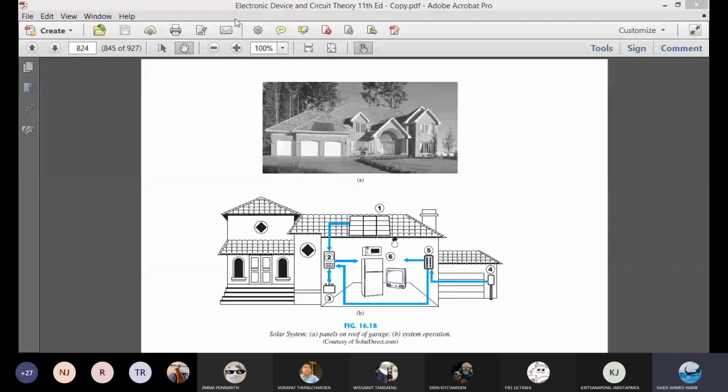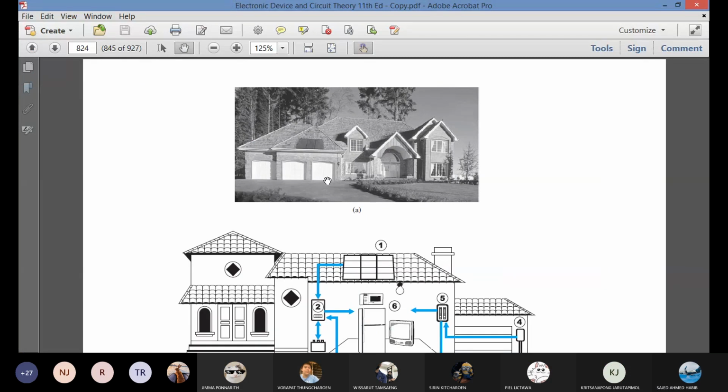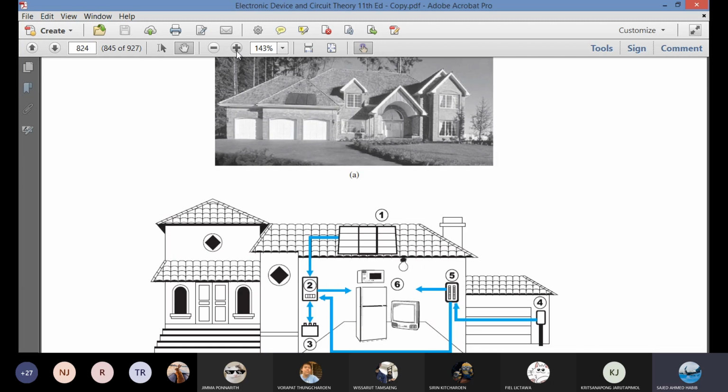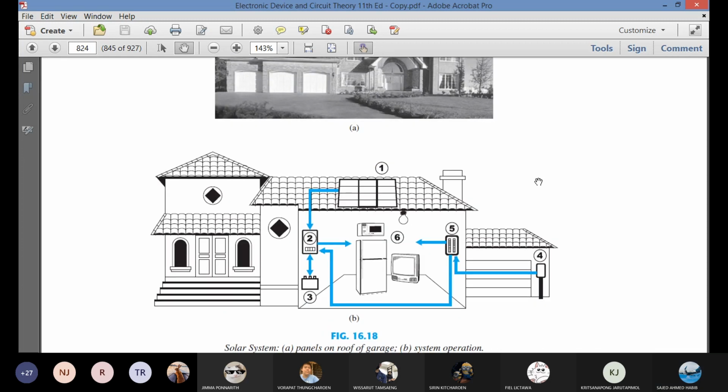This is from your textbook, actually. This is a nice mention with the solar cell to power the house, different types of devices in the house. What is happening? In the diagram, there are some numbers given, 1, 2, 3, 4, 5, 6. What is number 1? What is happening here? What do you see at number 1?